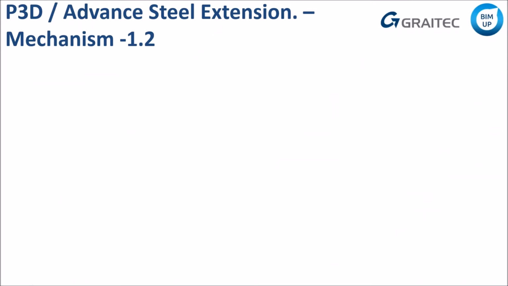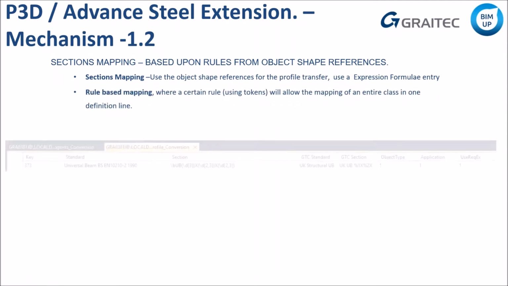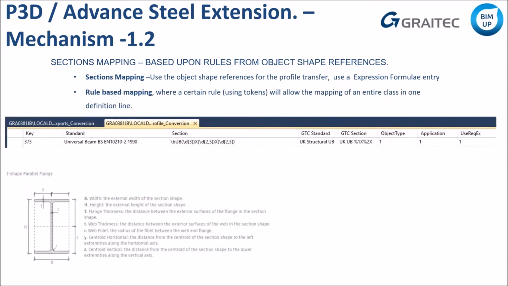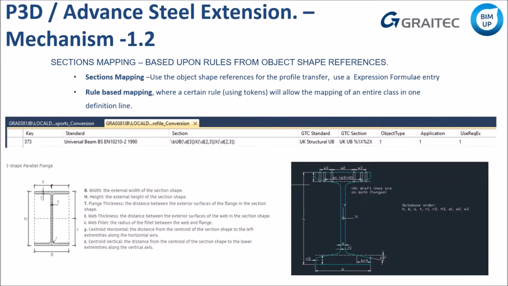So, a bit more behind that now. The section mapping is based upon rules, and these rules actually refer to the object shape code. So if you look at the shape code in Plant 3D or Revit, for example, you'll find a similar sort of shape code analysis available within Advanced Steel. And those references have common entries like the width of the flange, the thickness of the web, the root radius of the section, and possibly the slope angle, etc., the overall height of the profile.